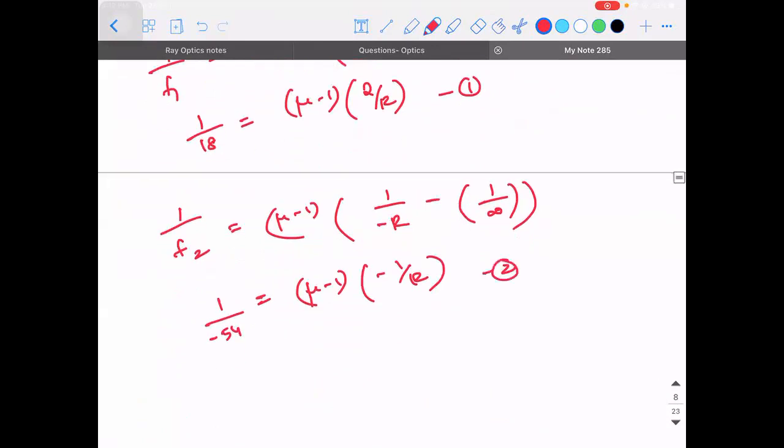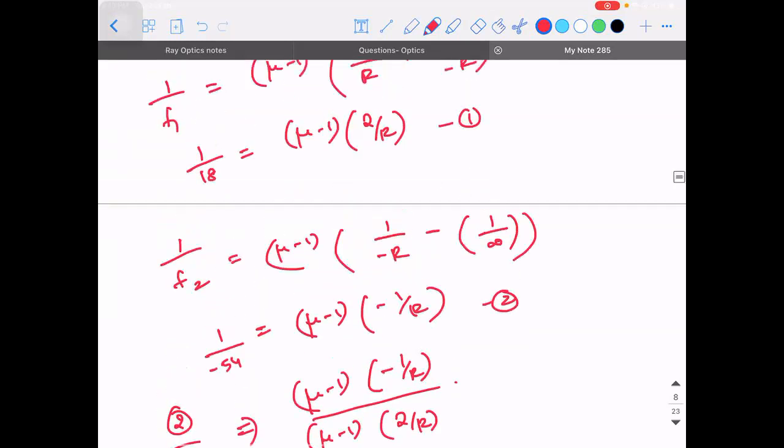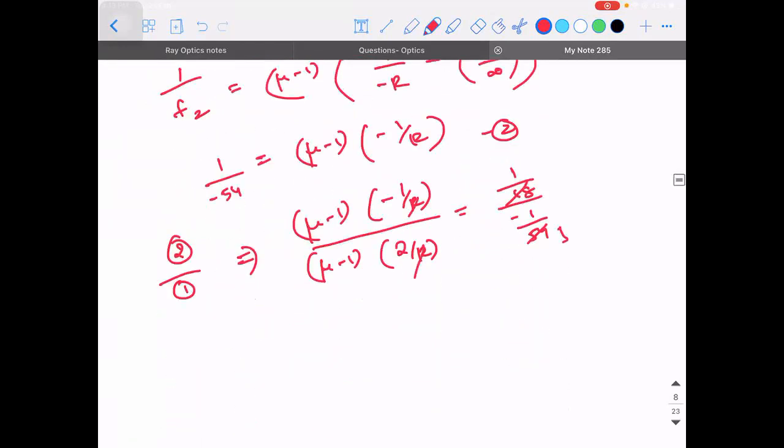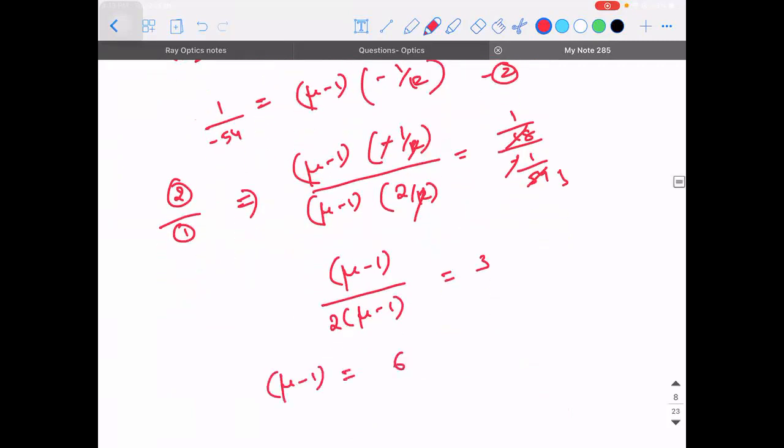Let this be 2. So second divided by first will give us mu minus 1 into minus 1 by r divided by mu minus 1 into 2 by r is equal to 1 by 18 divided by minus 1 by 54. This goes 3 times. R goes off, minus gets cancelled. So mu minus 1 divided by 2 into mu minus 1 is equal to 3. So mu minus 1 is equal to 6 into mu minus 1.